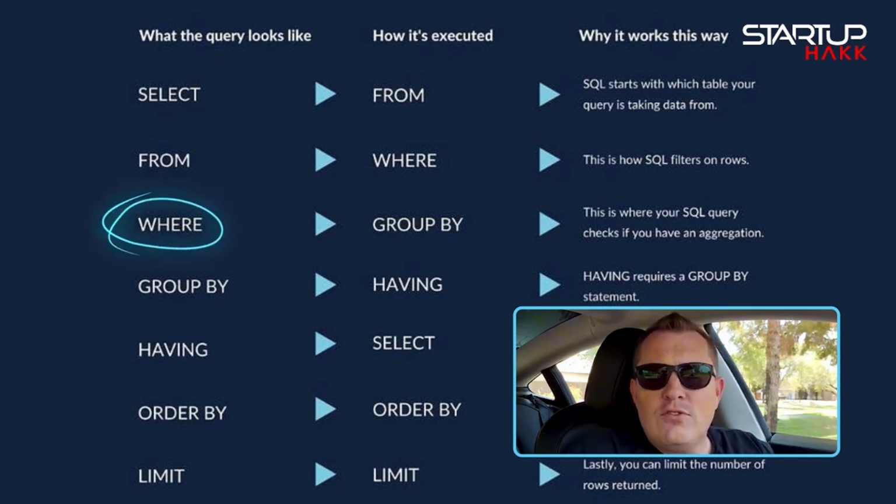Where: the where clause is used to filter the rows based on specific conditions. It restricts the data to only those rows that meet the specified criteria. Rows that do not satisfy the conditions are excluded from further processing.